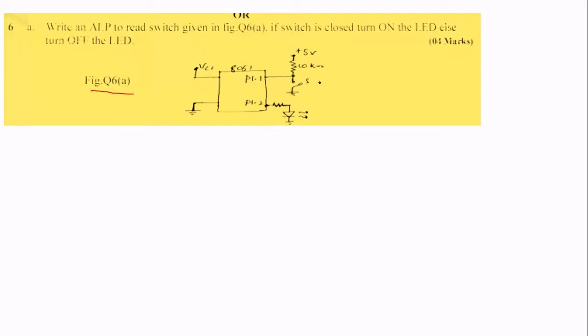So there is a switch here. If the switch is closed, I need to turn on the LED. If the switch is open, then I need to turn off the LED. So that is the requirement of the program. So how to write this program?